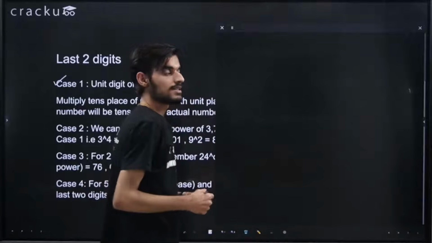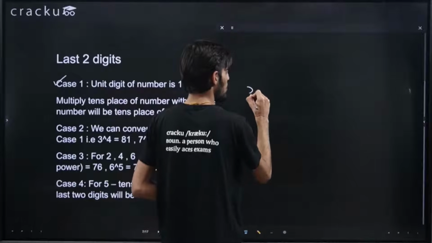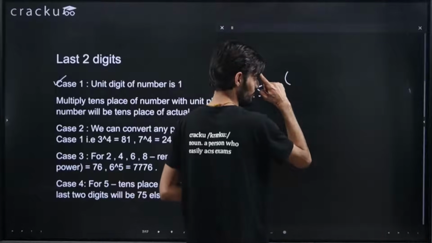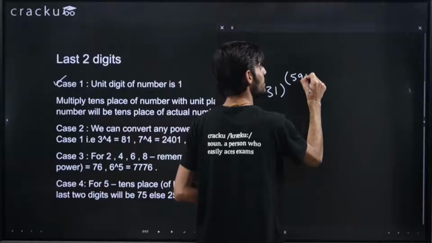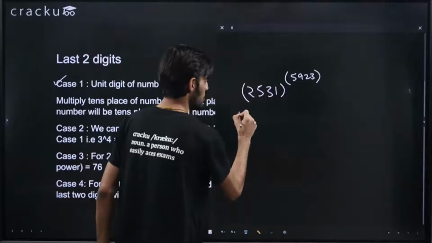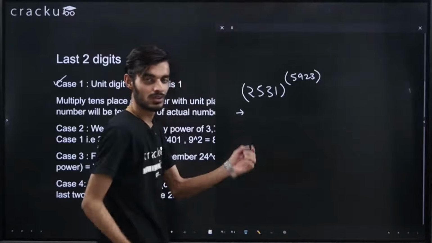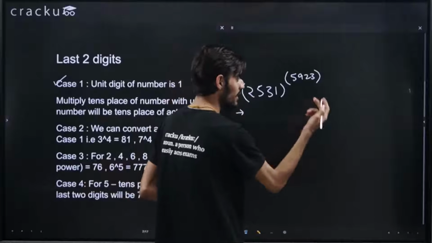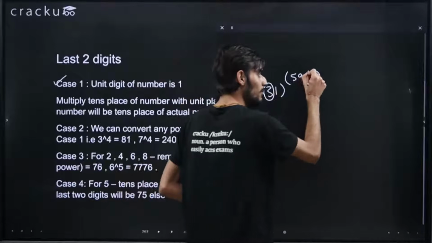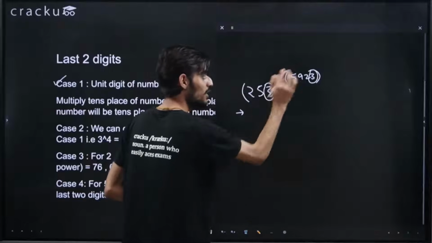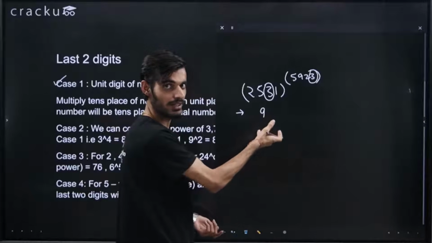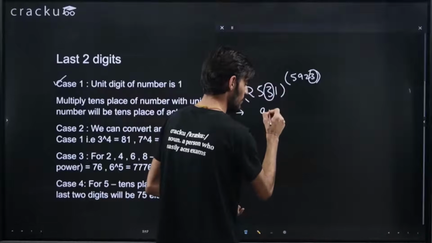Let's say I take a number as 2531 multiplied by 5923. Okay, so what I need to do is, of course, we know the unit digit is 1. For the tens digit, we need to multiply the tens digit of this number with the unit digit of this number, that is 3 into 3 will give me 9, and because it is a single digit number, we can write it as 9 and this 1 as it is.